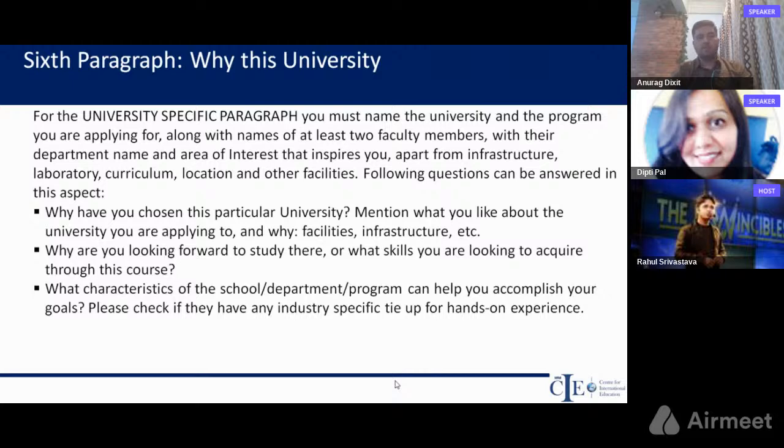Then you can move on to why you are looking forward to studying here, or what skills you are looking to acquire through this course. Then you can talk about these particular skills and what characteristics of the school or the department can help you accomplish your goals. Please check if they have any industry specific tie-ups. Many universities offer a co-op or a mandatory internship. Those are important things that some other university might not offer. So you have to see what unique things the university is offering and how that is helping a student shape up their career. That way you have to make it customized for the particular university and justify why that university makes sense for you.